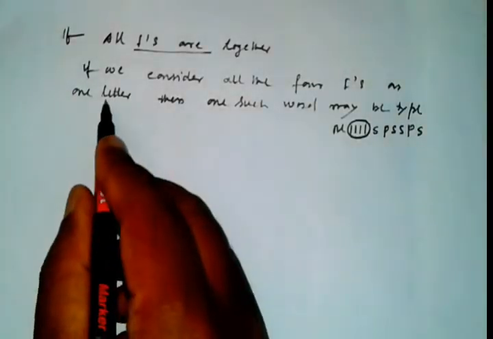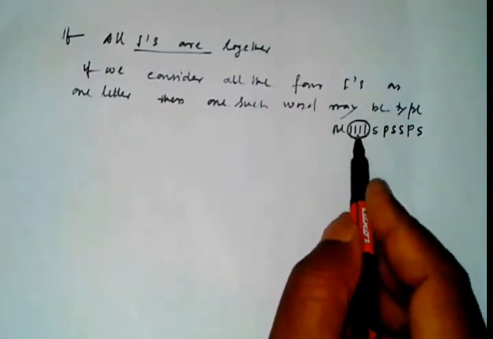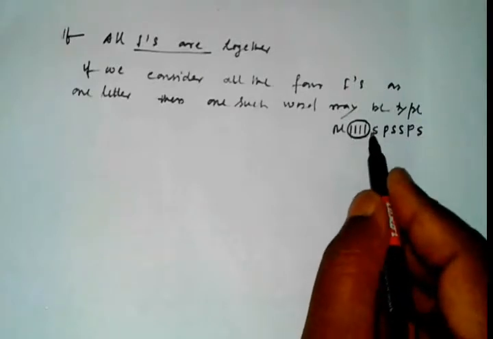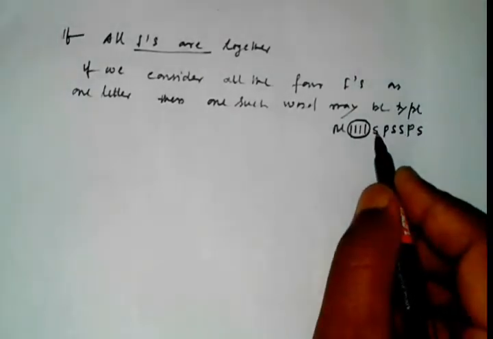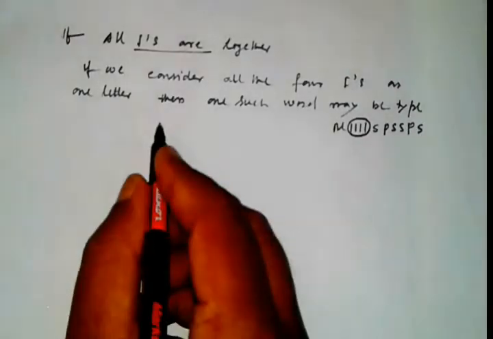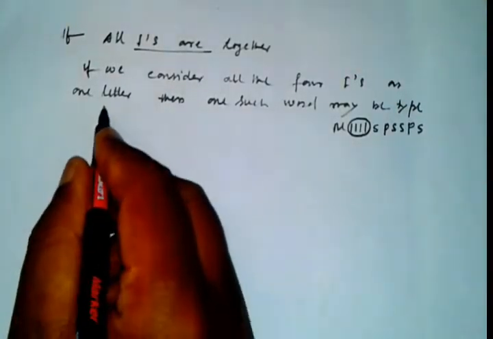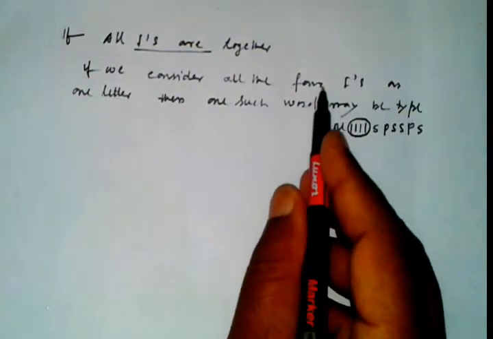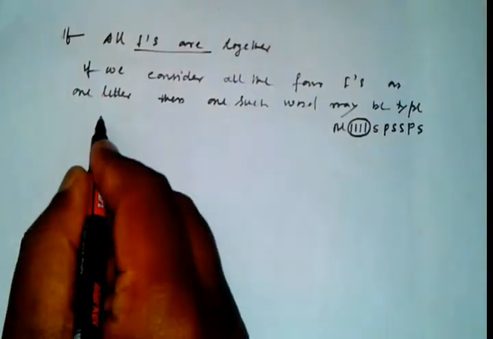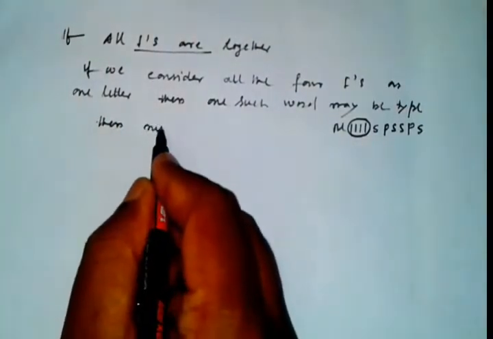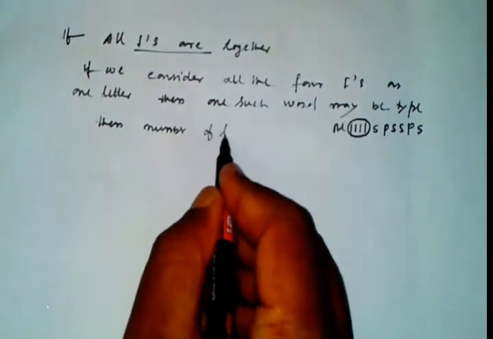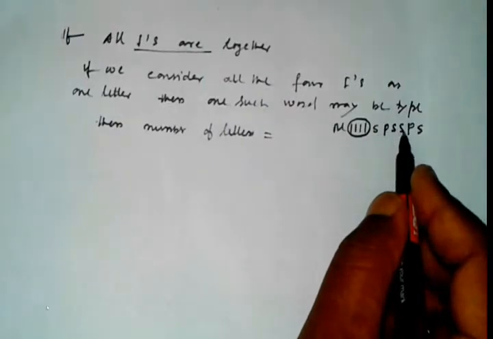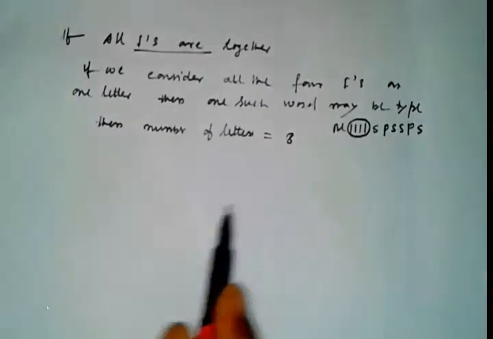If we consider 4 i's as one letter, the number of letters will be 1, 2, 3, 4, 5, 6, 7, 8. If we consider all the 4 i's as one letter, then the number of letters is equal to 8.